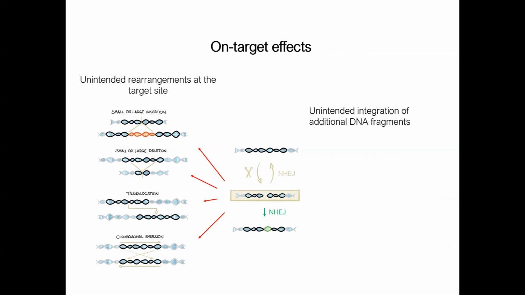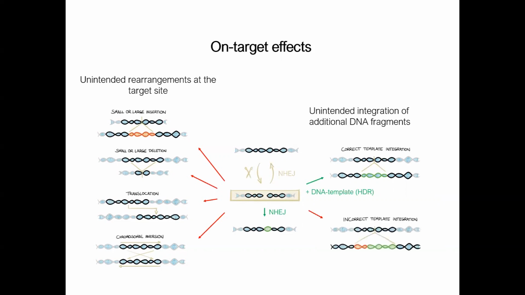Other unintended changes at the target sequence can occur when DNA templates are used. Here you can see how a DNA template is integrated into the target site with the help of the HDR repair. Various studies have shown that errors can also happen during that process. The DNA or parts of it, for example, can be incorporated several times. Such unintended effects can, of course, also occur in off-target areas.